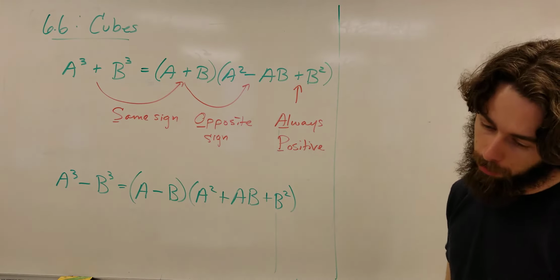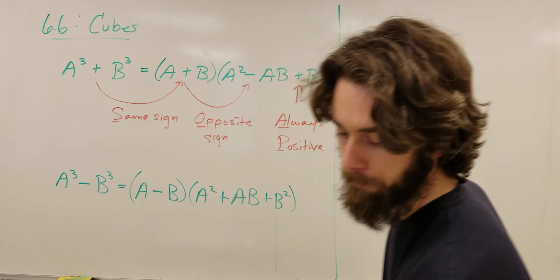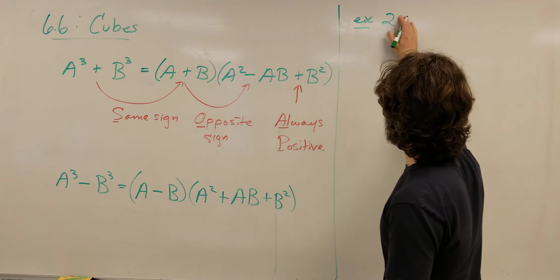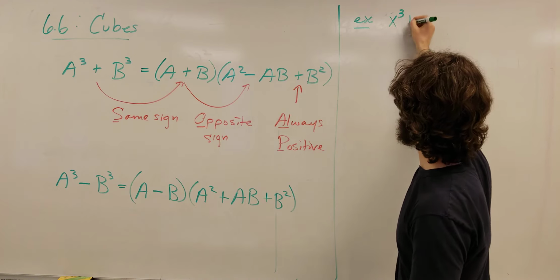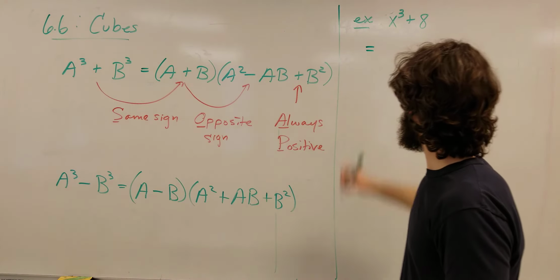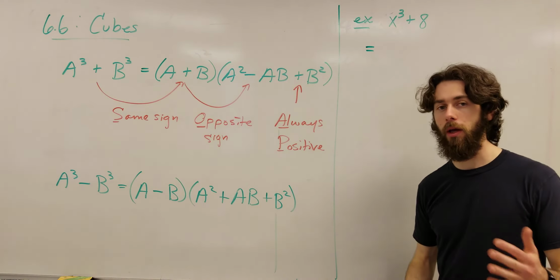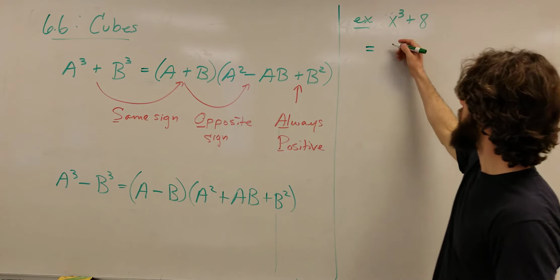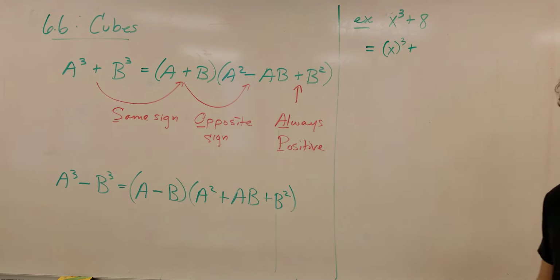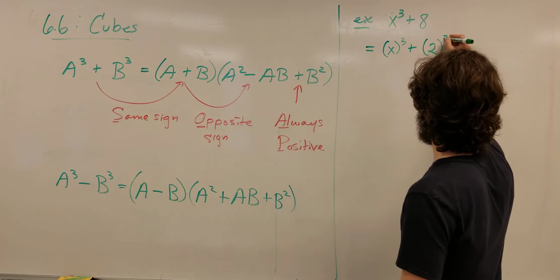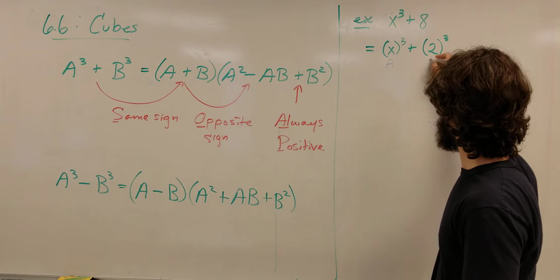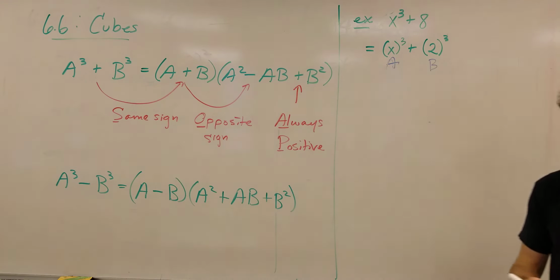Let's do a simple one here, x cubed plus 8. Maybe we first want to identify what a and b are. So x cubed, that's the cubed thing, x is cubed. And then 8 we could write as 2 cubed. So our a is the x, our b is the 2.